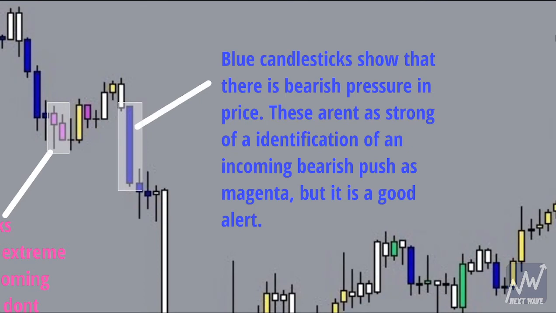Blue candlesticks show that there is bearish pressure in price. These aren't as strong of an identification of an incoming bearish push as magenta, but it is a good alert.